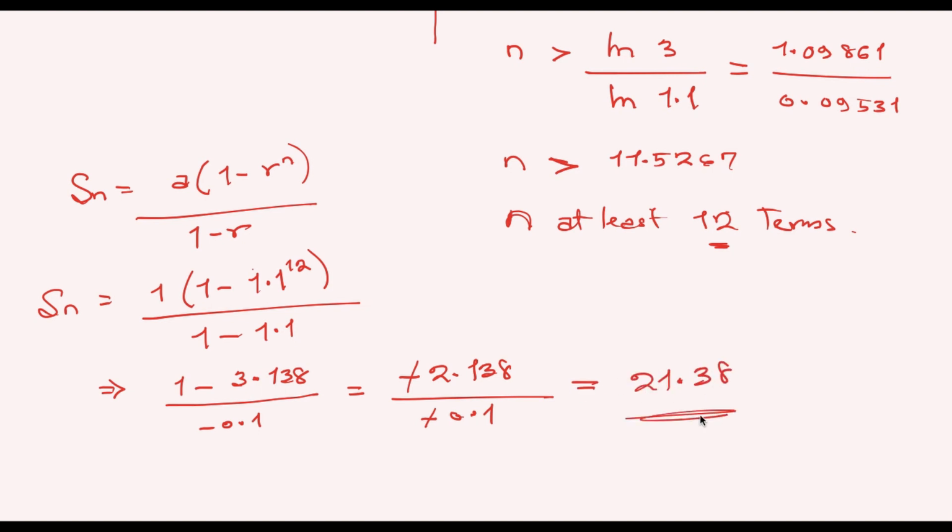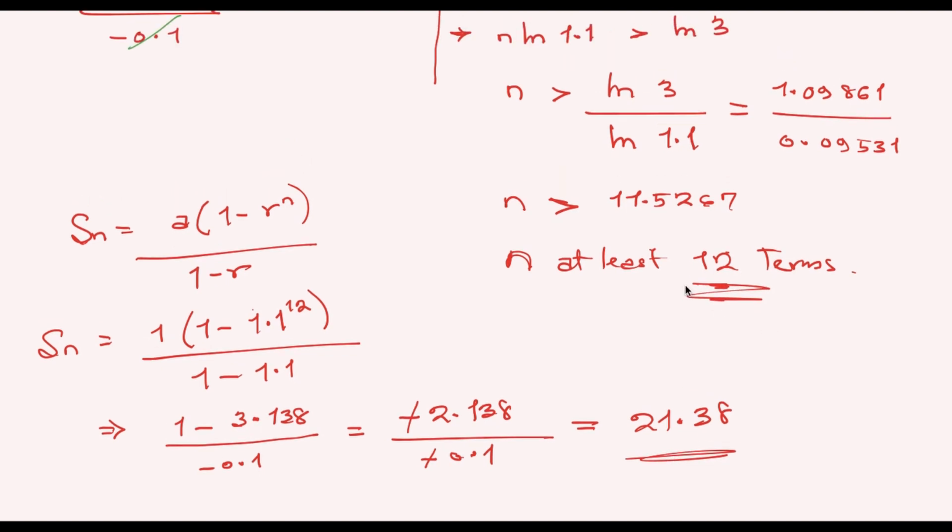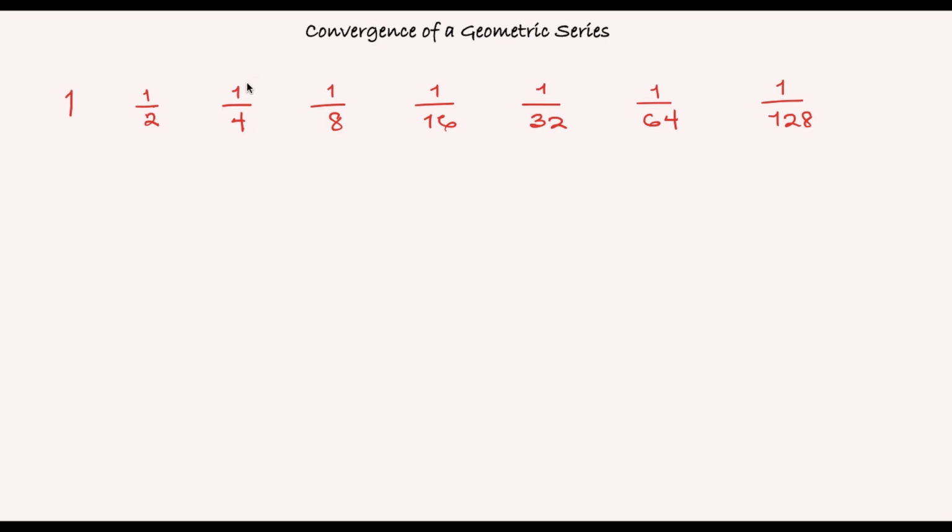So as you can see here, the sum of our sequence when we have 12 terms is definitely greater than 20. And if you evaluate for 11 terms, I can assure you that you have something less than 20. So our answer here is 12. So let's talk about the convergence of a geometric series.